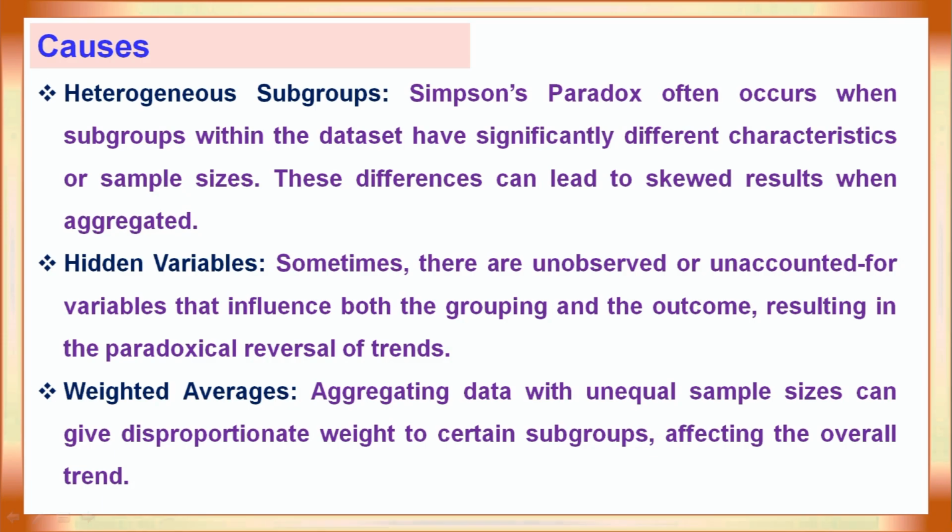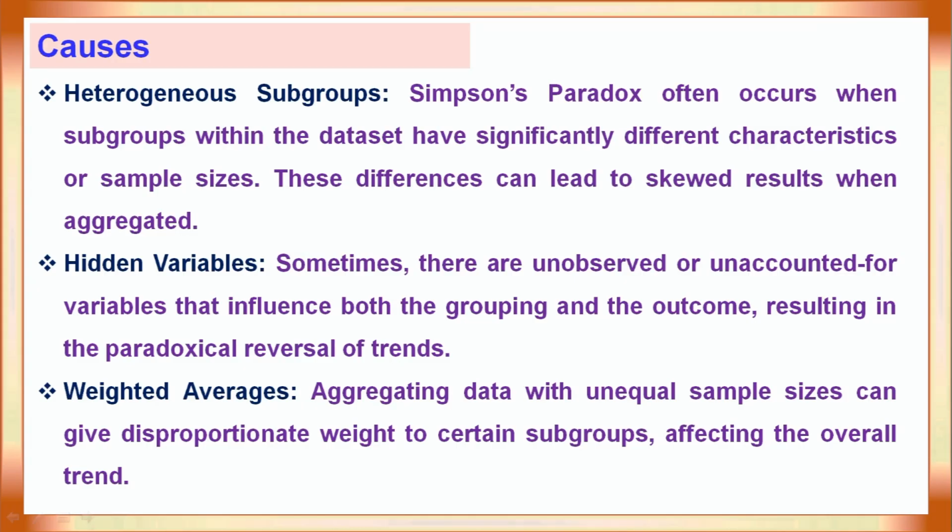Now, why did this Simpson paradox happen? There are a number of causes of this Simpson paradox, and there are three important causes. The first one is heterogeneous subgroups. Simpson paradox often occurs when the subgroups within the data set have significantly different characteristics or sample sizes. So this is one of the reasons, that different groups have different sample sizes.